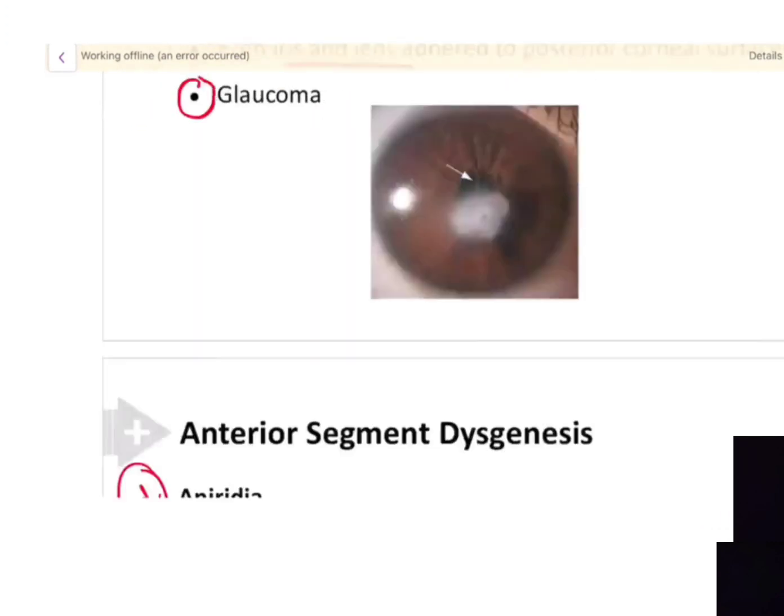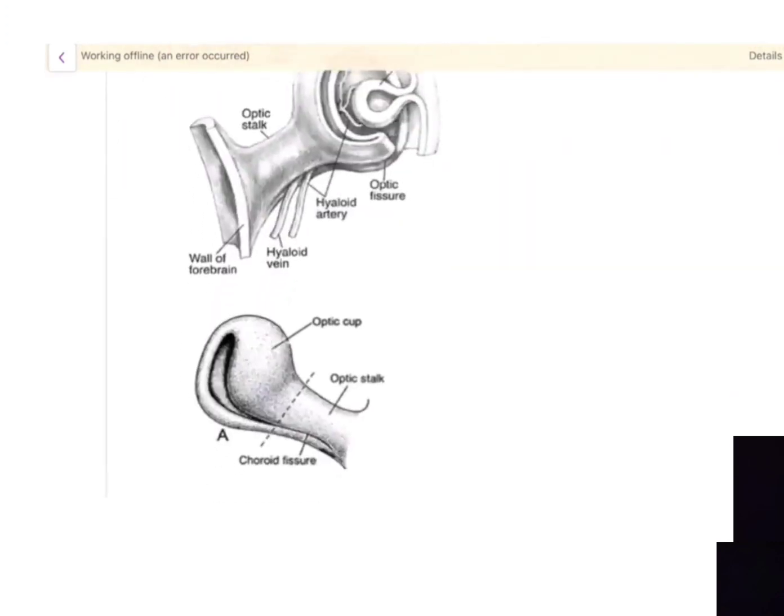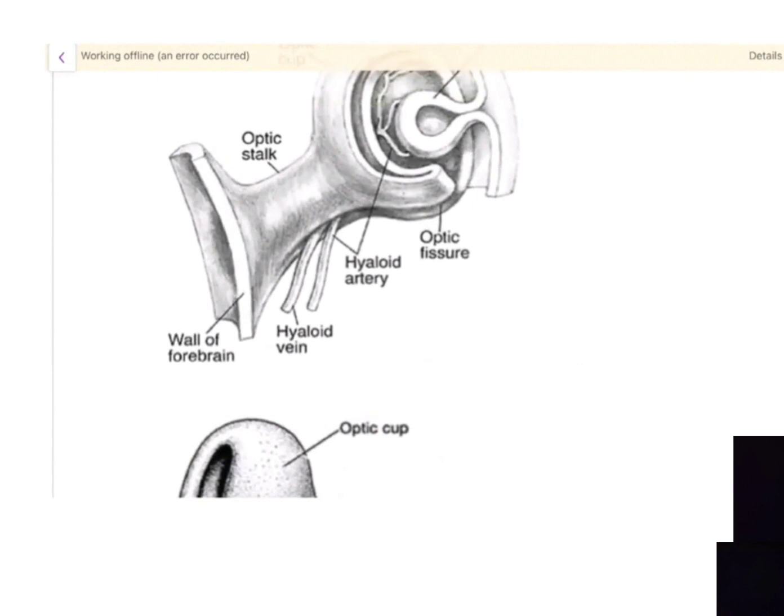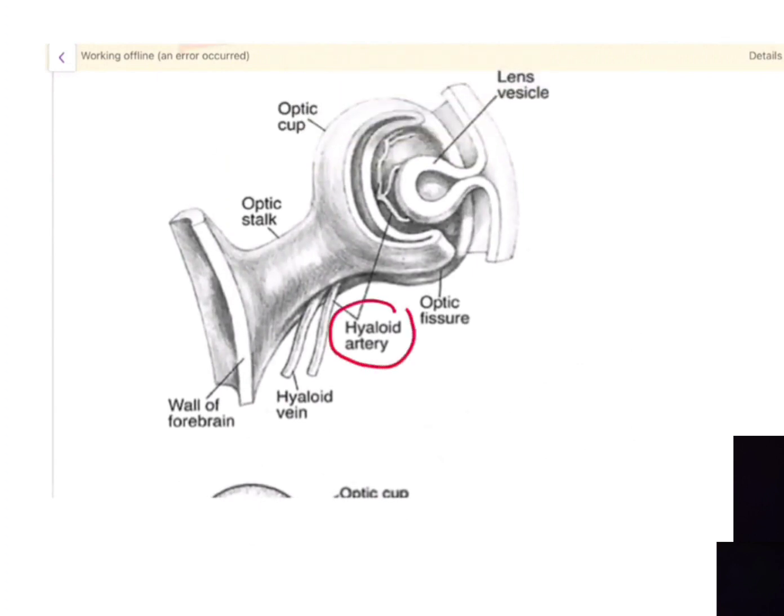Now, if there is a developmental problem and this embryonic fissure fails to close, then that is called a coloboma. So what is a coloboma? Have a look at this picture. See, there is this optic cup and you can see this fissure or this embryonic fissure, and through this embryonic fissure you can see the hyaloid system of blood vessels which is entering inside. So this is your fissure, this area.